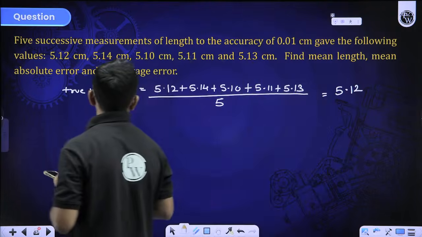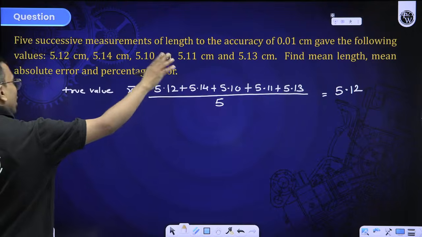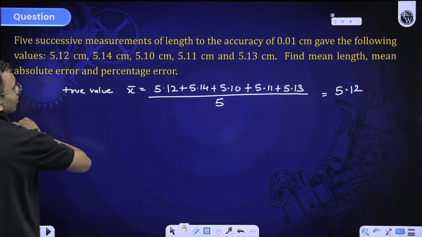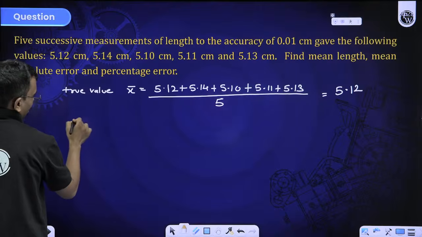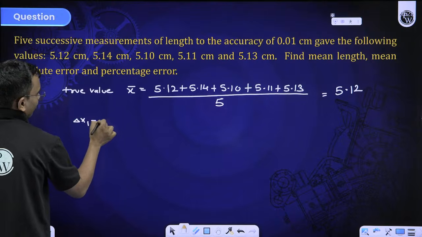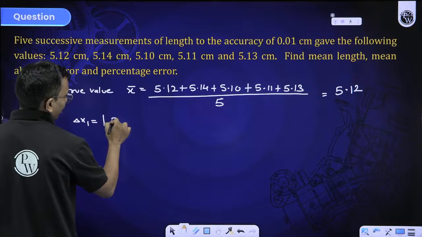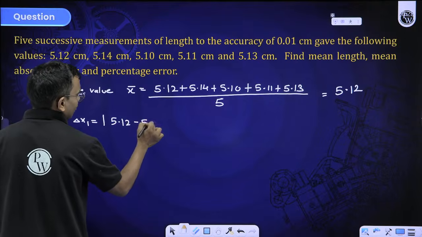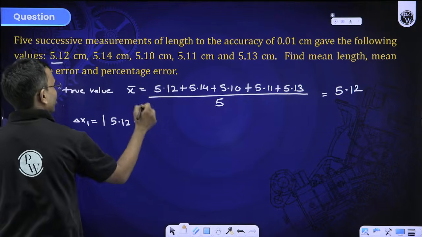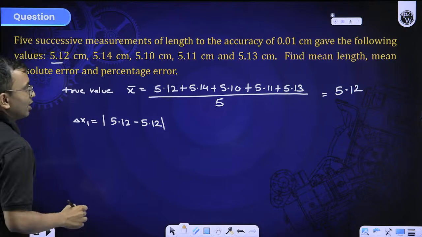I got this as 5.12. So this is my true value. Now you have to find the individual absolute errors. Absolute error delta x1 will be mod of true value 5.12 minus the first reading, that is 5.12 only, 5.12.